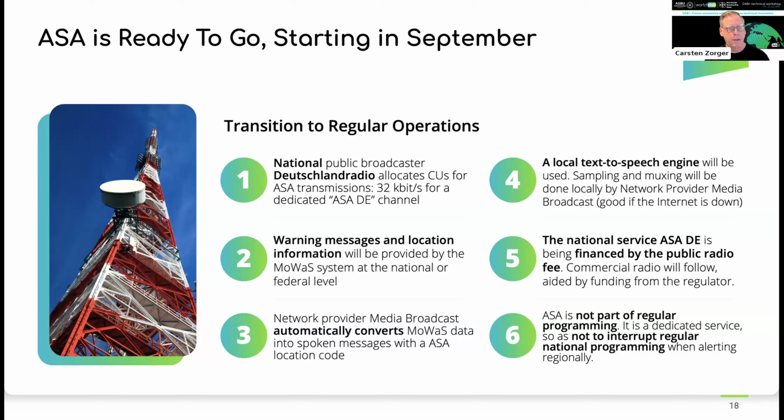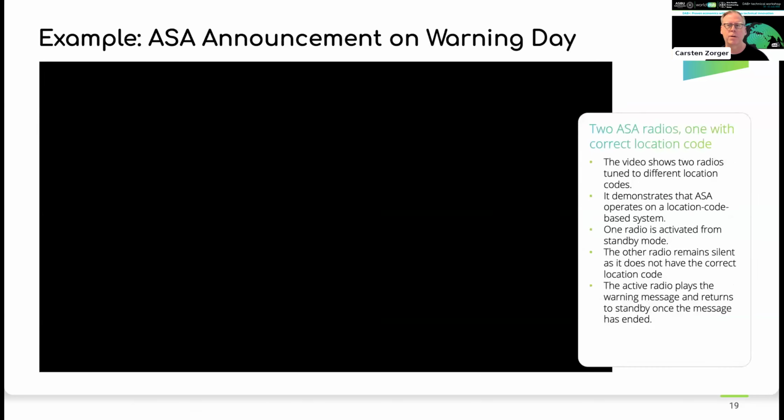Number 6 is important. One more time, ASA is a separate TTS channel. ASA is not part of regular programming. It's not part of a music or news program. It's a dedicated service running independently from regular programming, because this is an easy way to have local messages all over Germany being transmitted with a location code and activating only the radios that are meant to be activated, so as not to interrupt regular music and speech programming on a daily basis. So number 6 is also very important.